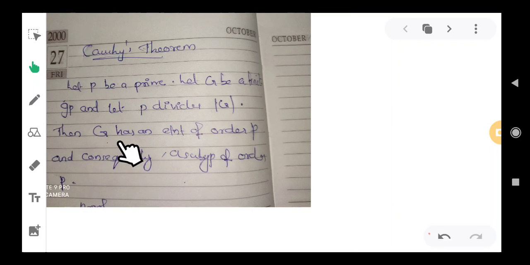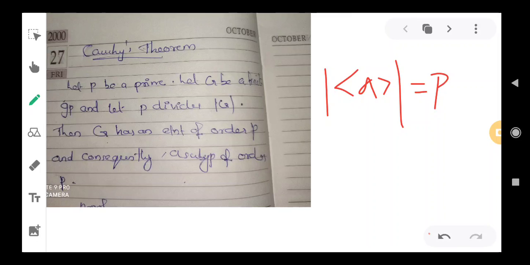If we prove that G has an element of order P, then consequently this happens, because suppose A is an element of order P, then we can say that the cyclic group generated by A has order P. So the cyclic group generated by A will be a subgroup of G, since A is an element of G. We have taken A as an element of G which has order P.